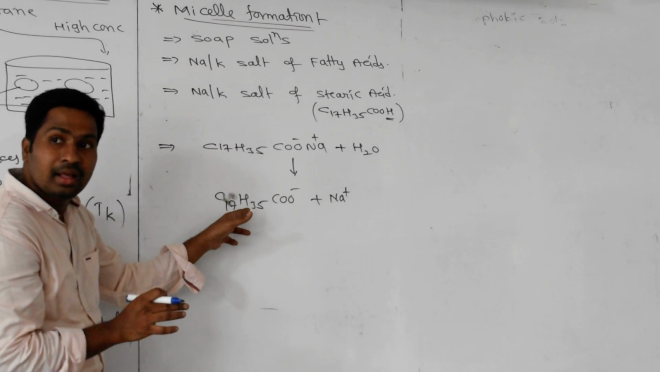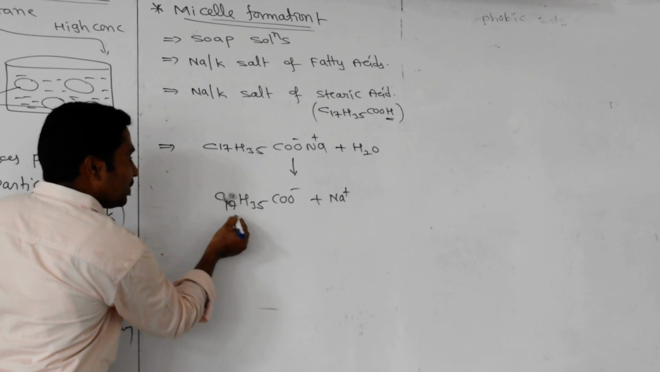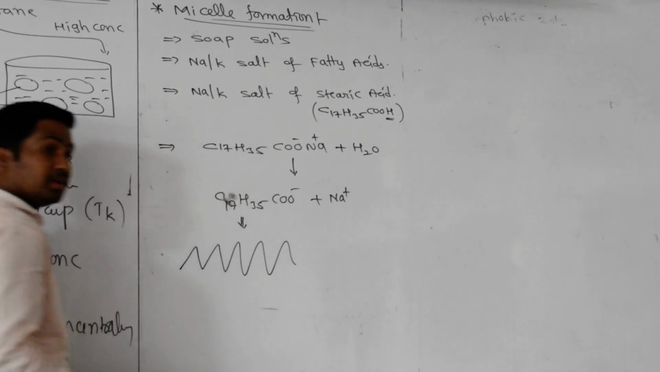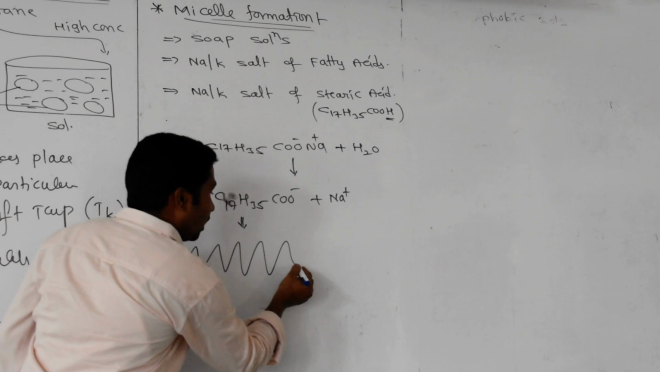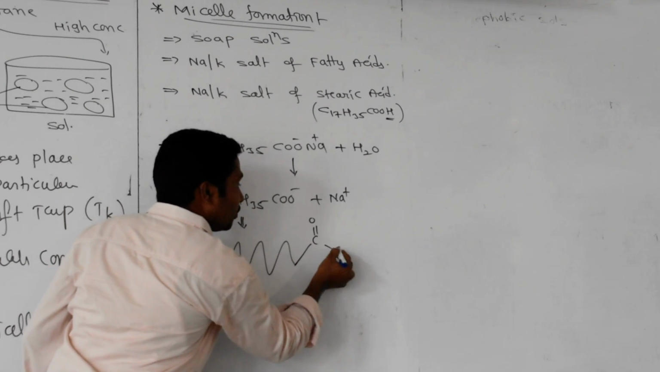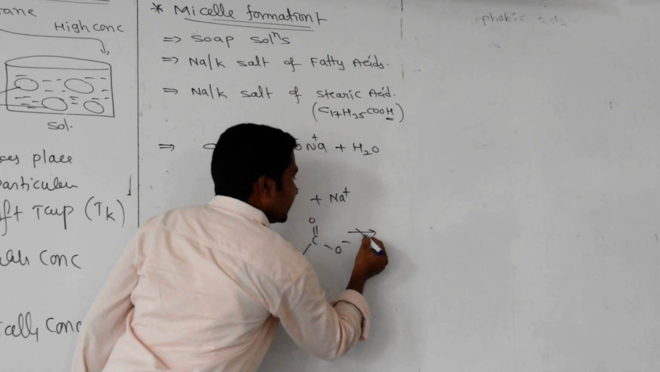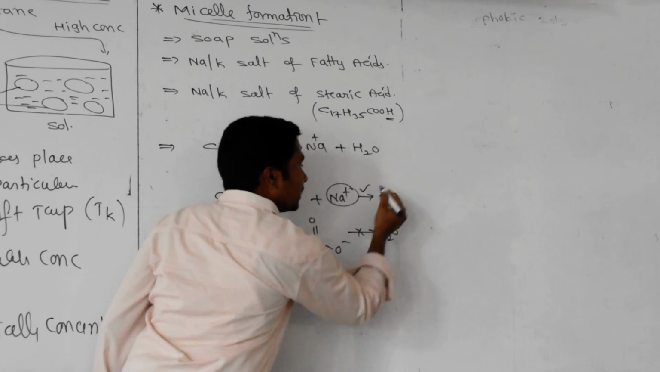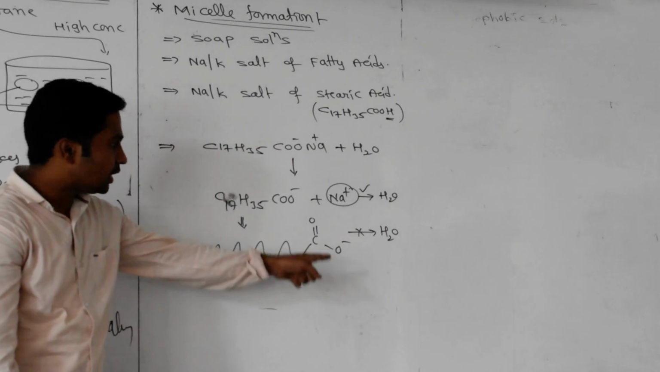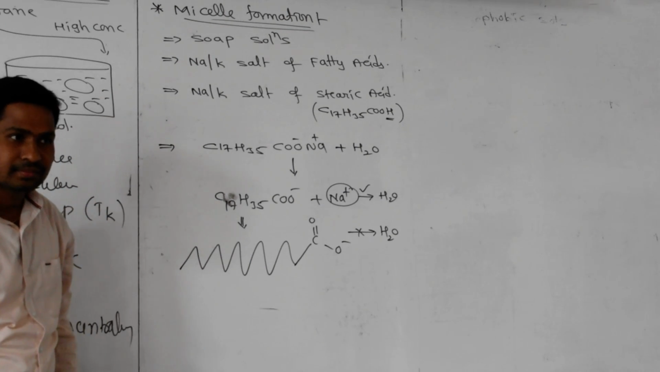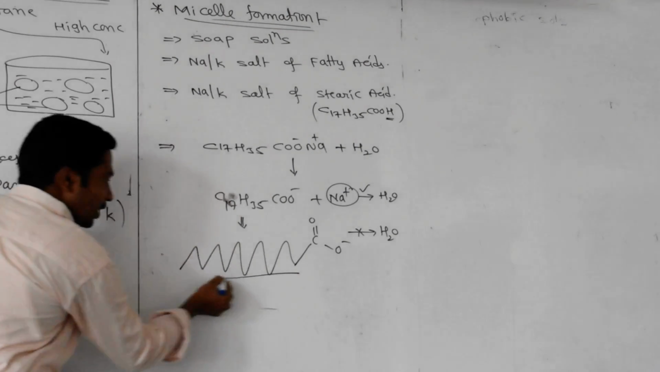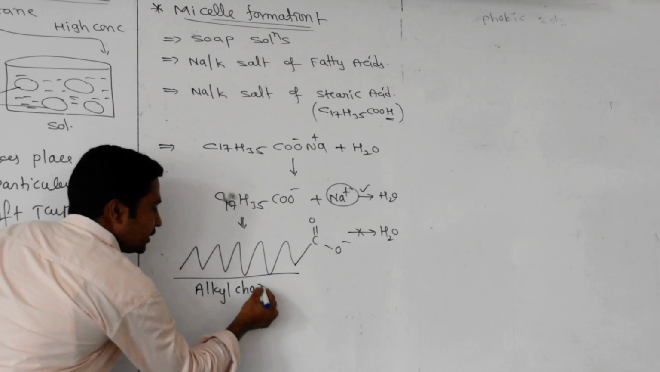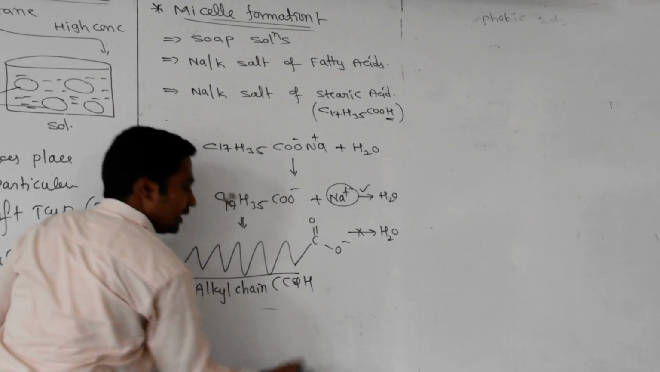Why? Here what will be there? This 17 carbon chain will be there. It can be shown like this: a lengthy chain of 17 carbons, and also C double bond O and O minus. It will not interact with water, though the ion dissolves by ion-dipole attraction. But here it is not going into the water. Why? Because we have a lengthy alkyl chain. That is nothing but an alkyl chain, made up of only carbon and hydrogen.